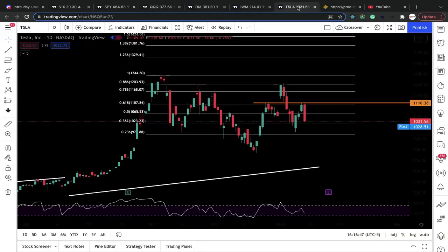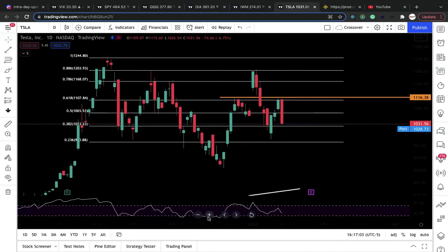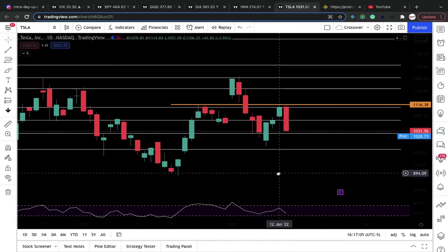Okay? Tesla. Oh, Tesla. All right. This was alerted in Discord earlier. I don't know if anybody caught it, but I warned everybody about this head and shoulder. Left shoulder, head, right shoulder. It was forming, and what happened? Big drop to the downside.